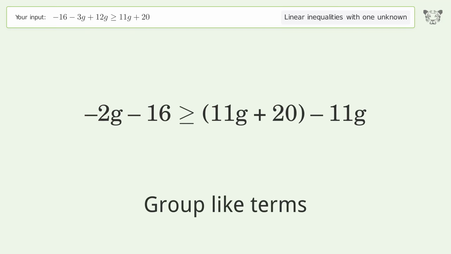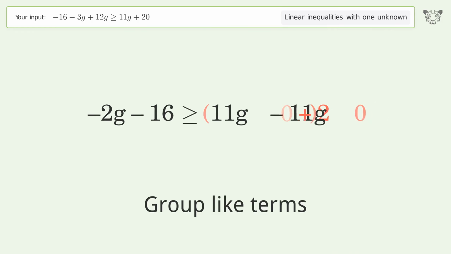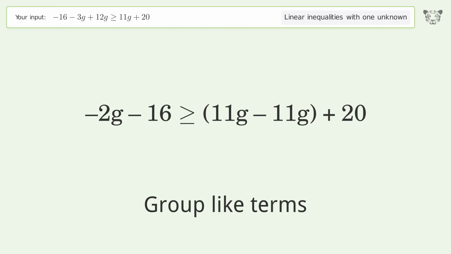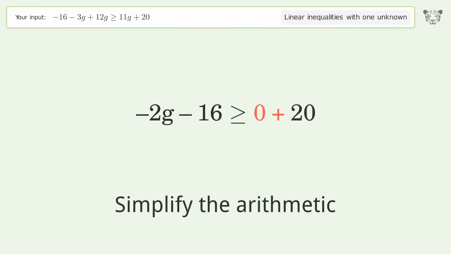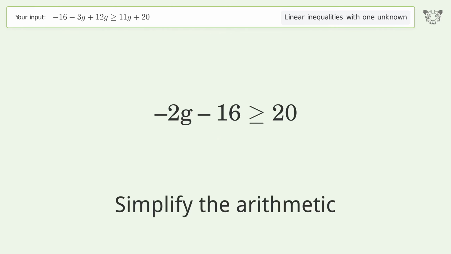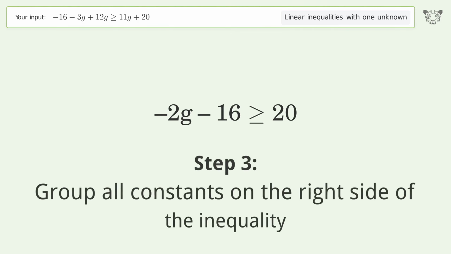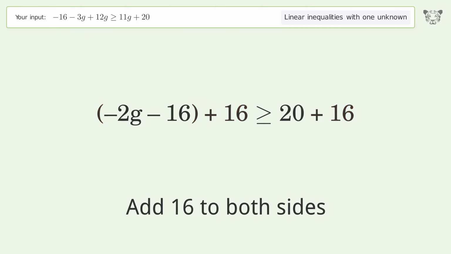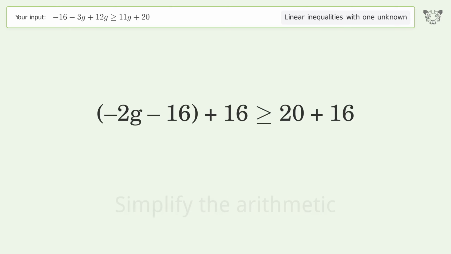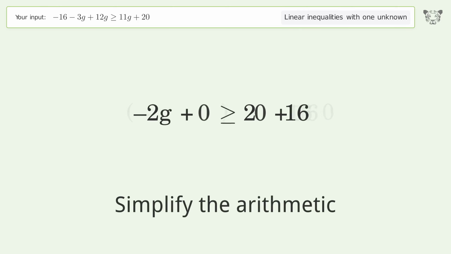Group like terms. Simplify the arithmetic. Group all constants on the right side of the inequality. Add 16 to both sides. Simplify the arithmetic.